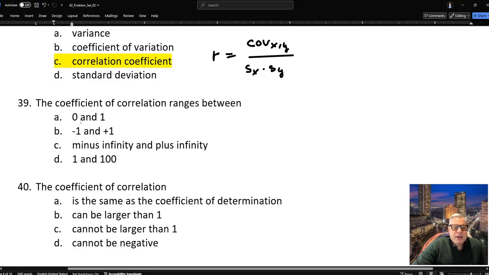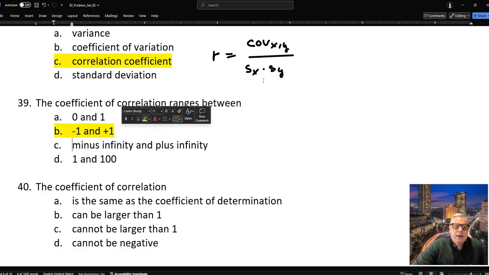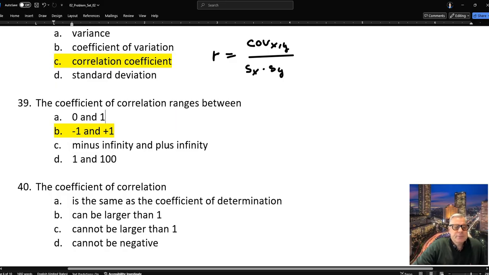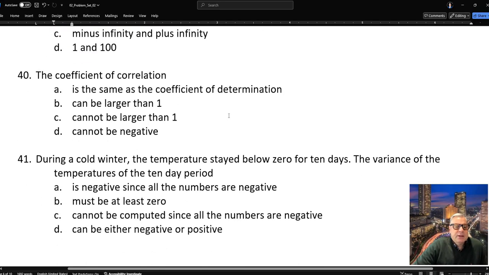The coefficient of correlation ranges between 0 and 1. No, it can be negative, but it is limited between -1 and 1 as a result of that standardization. Minus infinity and plus infinity, no, that would be true for the covariance, but not for the correlation coefficient. The coefficient of correlation is the same as the coefficient of determination. No, that's something else. Can be larger than 1, cannot be larger than 1. Yeah, cannot be larger than 1, because it is between -1 and +1.